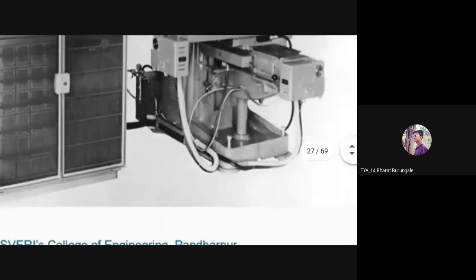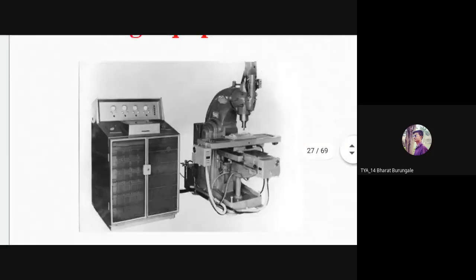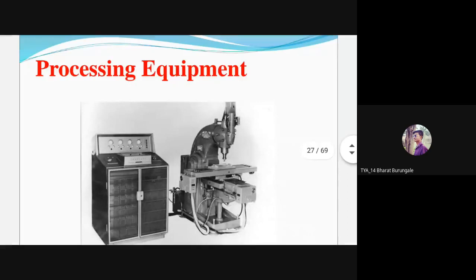Now this is all about the work. Whatever CNC operations there will be, a lathe machine, a drilling machine, a shaper machine, or different types of manufacturing machines, will be controlled by the control unit.